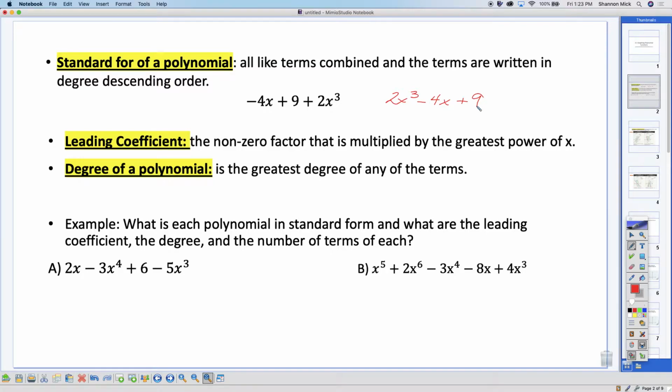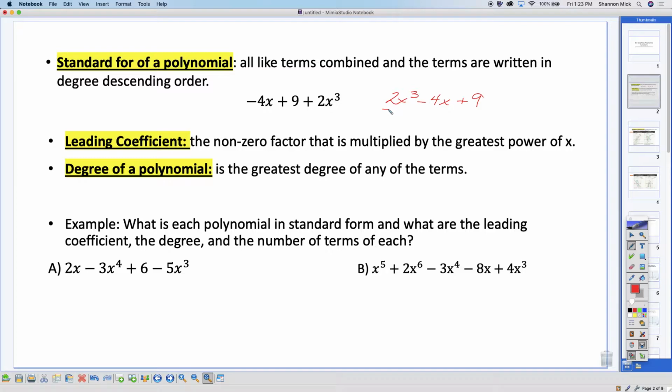So, using this, the leading coefficient is the first non-zero factor that is multiplied by the greater power of x. It's a lot of words to say the first number is 2. That's the leading coefficient, right? Sometimes when there's no number, what is it? A 1.